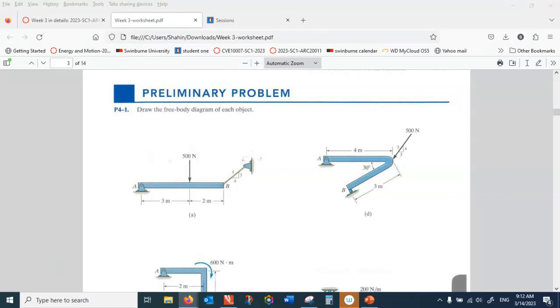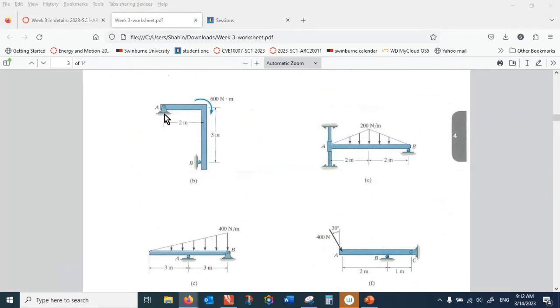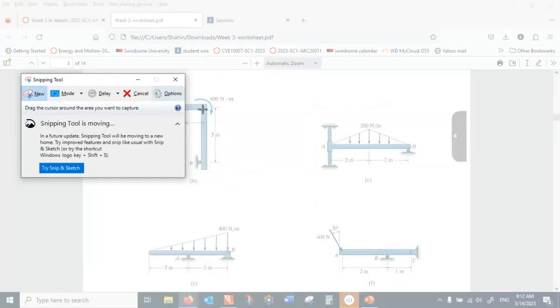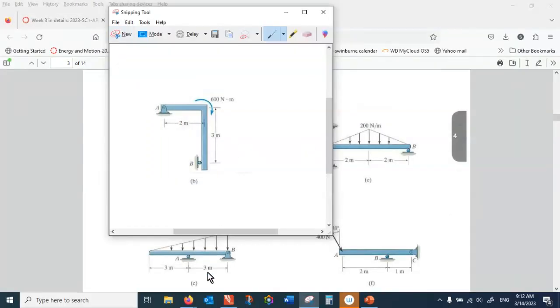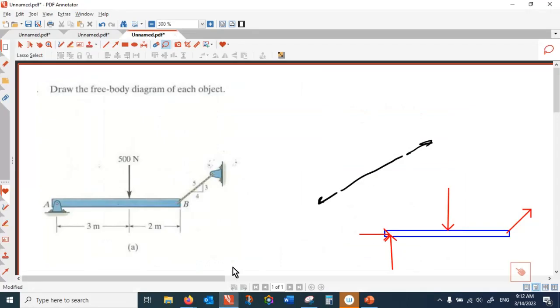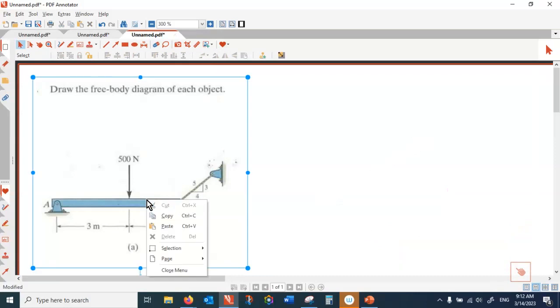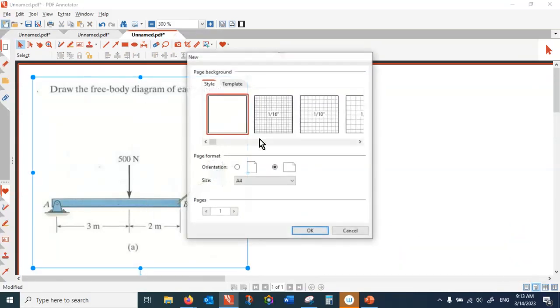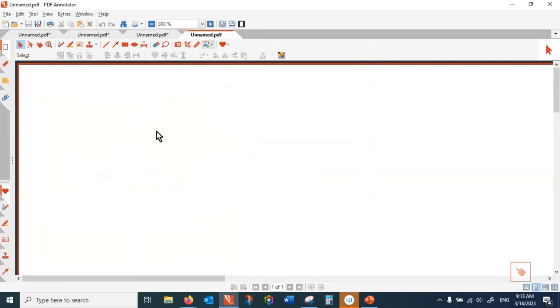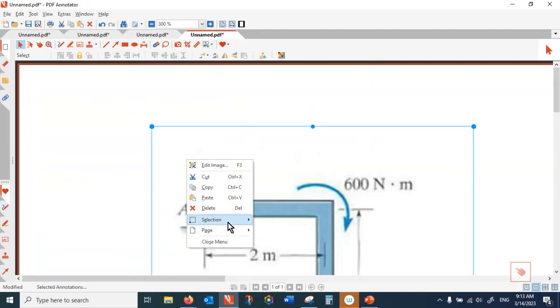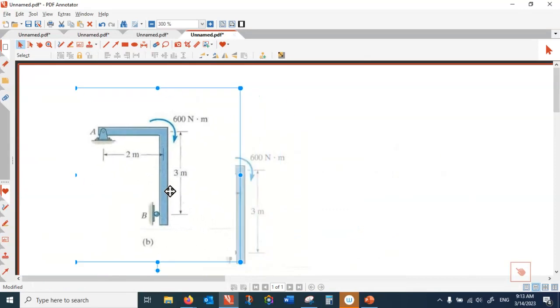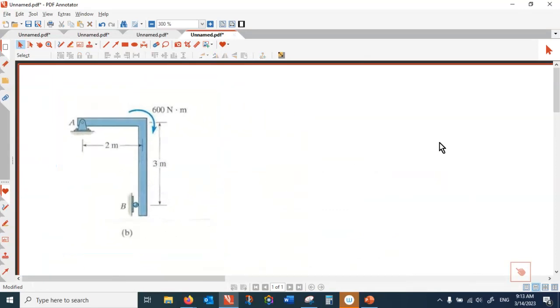Okay, let's have a look at this one. We want to make a free body diagram of that. Okay, with this system that is attached to the universe, you cannot study the forces.